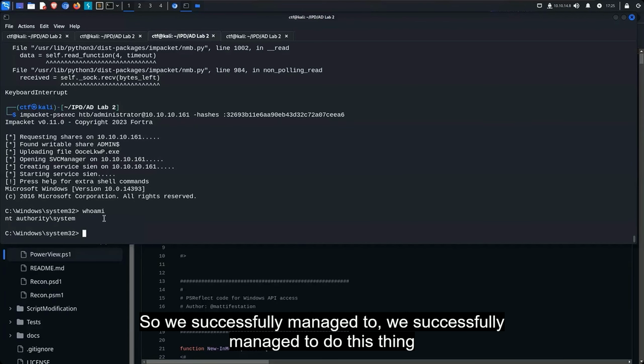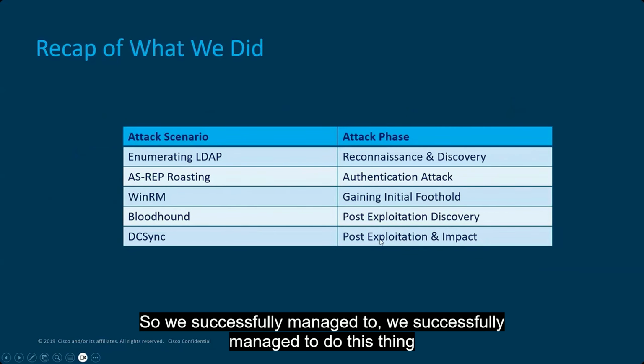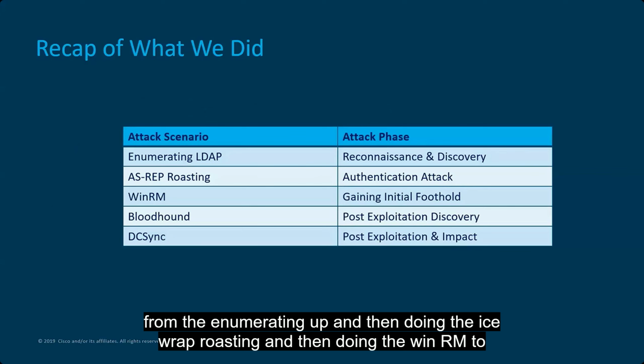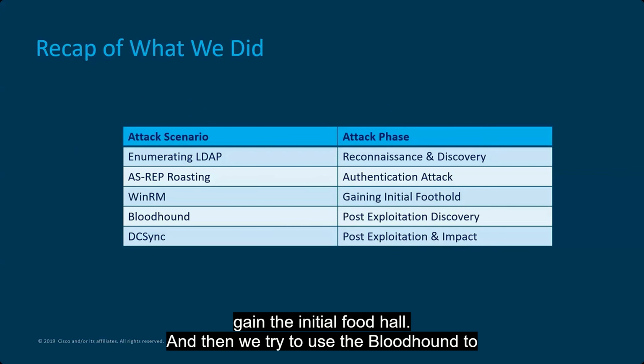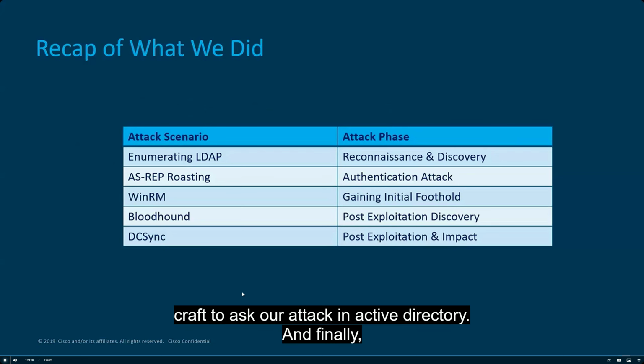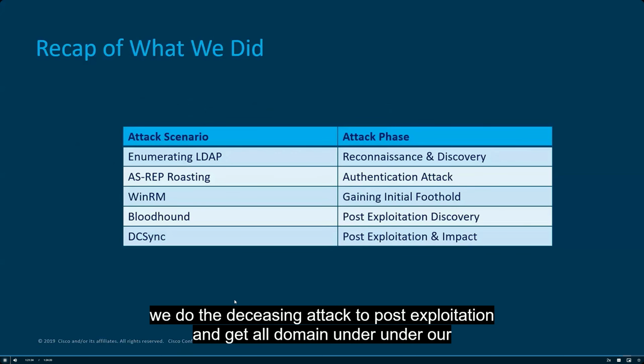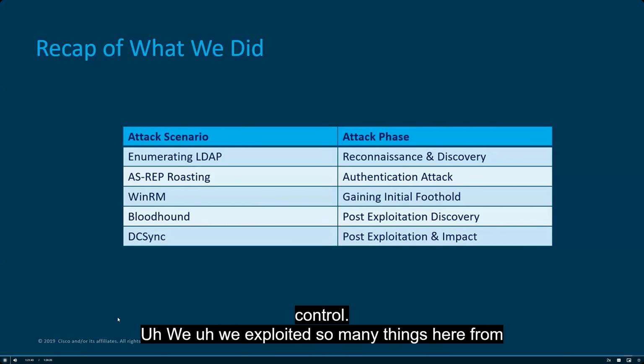So we successfully managed to do this, from enumerating LDAP, and then doing the ASREP roasting, and then using WinRM to gain the initial foothold. And then we used BloodHound to architect our attack in Active Directory, and finally we did the DCSync attack for post exploitation and got the whole domain under our control. We exploited so many things here.